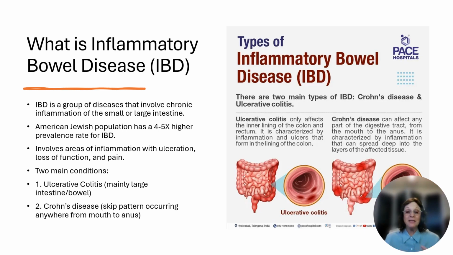Ulcerative colitis mainly happens in the large intestine, in the bowel, in the colon, hence the name colitis. And Crohn's disease has this kind of skip pattern of inflammation interspersed with areas of healthy tissue that can happen anywhere from your mouth all the way through to your anus, anywhere in the entire GI tract.